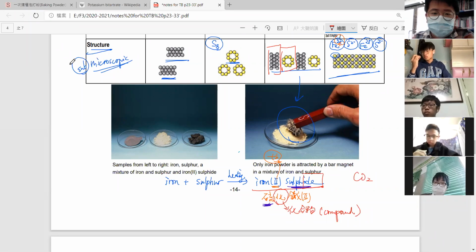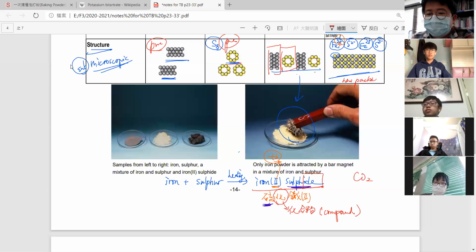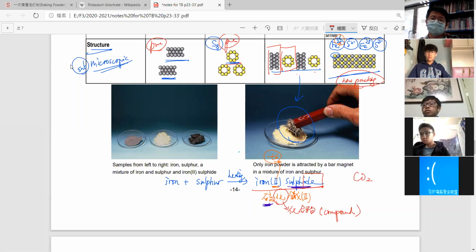So each one of them, when you compare with the original stuff, it is pure state. They are more or less the same. Okay, so it is a mixture. How about a compound? With a compound, you may find that a new packing can be formed. What we call that is totally different from the constituent elements. So you may see that a new substance has been formed.